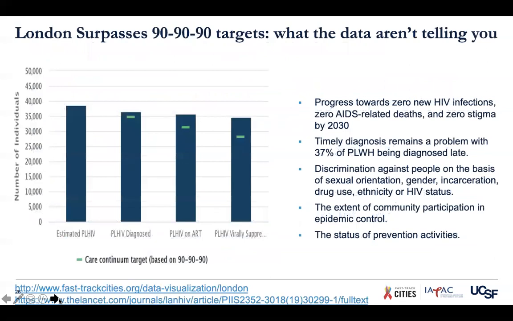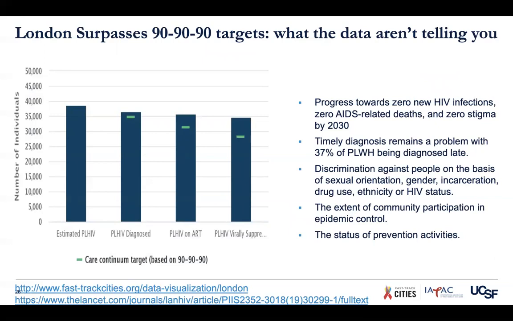Okay, so here's London. Good job, good job. London surpasses 90-90-90. This is the 90-90-90 here at the green bar. Okay, so they're well in excess of that.